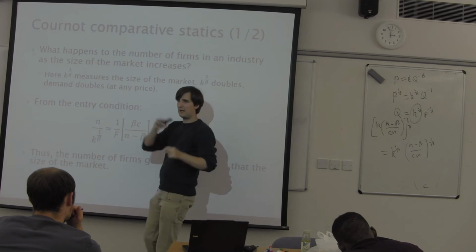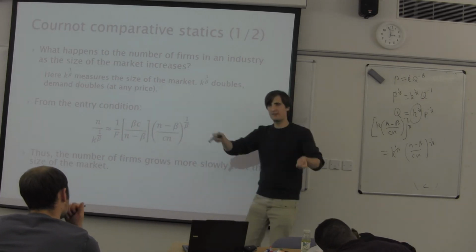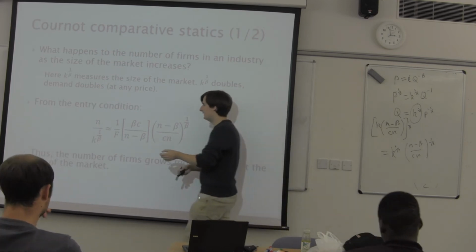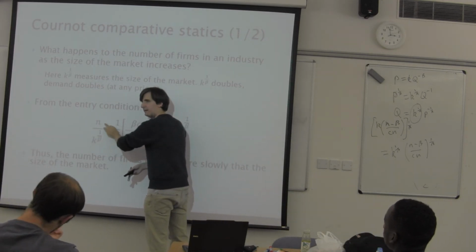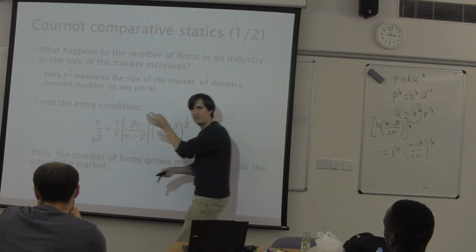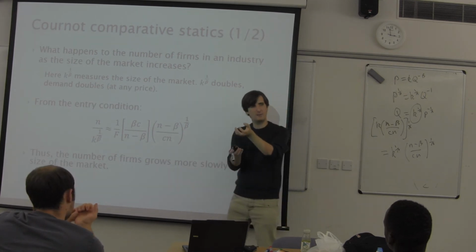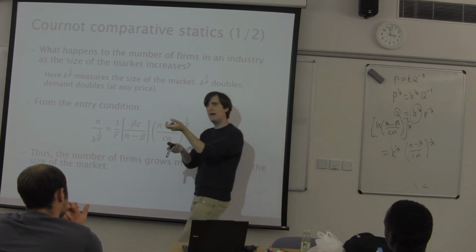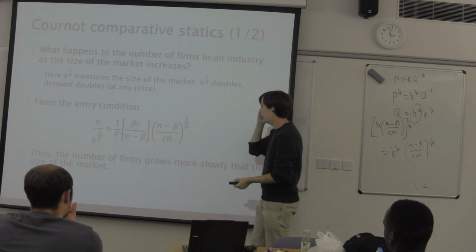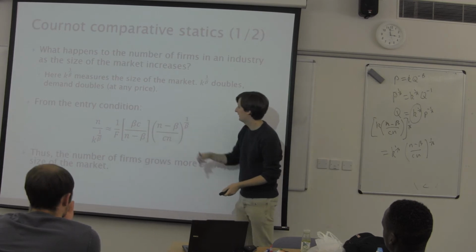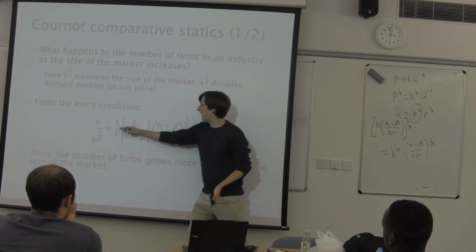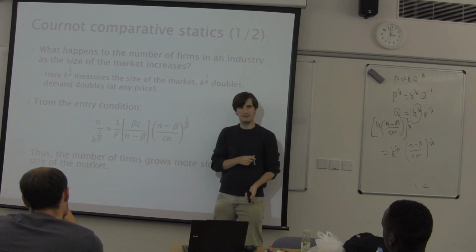If you double the size of the market, and that doubled the number of firms, then this ratio would be roughly a constant. This is the ratio between the size of the market and the number of firms. So this is telling you how the number of firms changes as the size of the market increases. And on the right-hand side, we've got an n here, we've got an n there, we've got an n there. What's going to happen to this right-hand side as n goes to infinity?